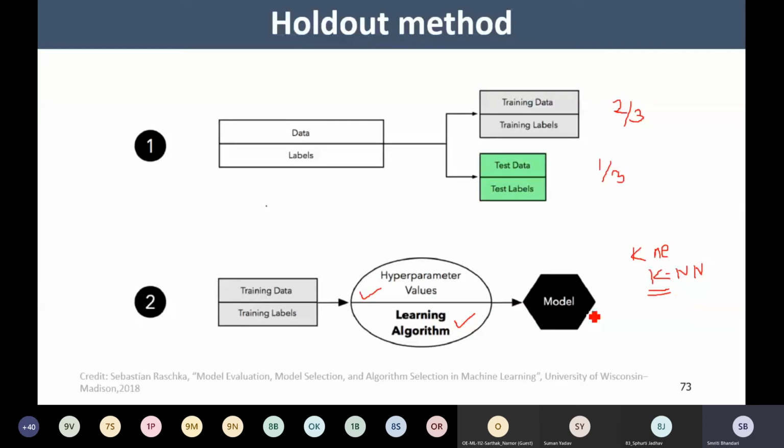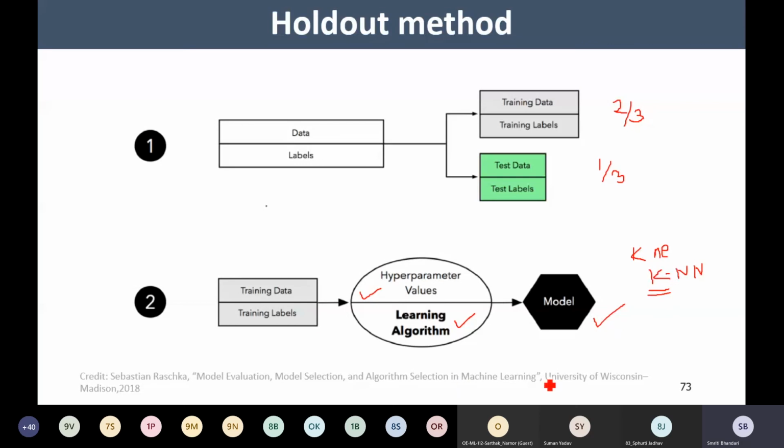So in this scenario, let us assume that my learning algorithm is the KNN algorithm and the hyperparameter value is the value of K that is being provided. By making use of this learning algorithm along with this training data, I am preparing the model. So this learning algorithm will learn this data and prepare the model.